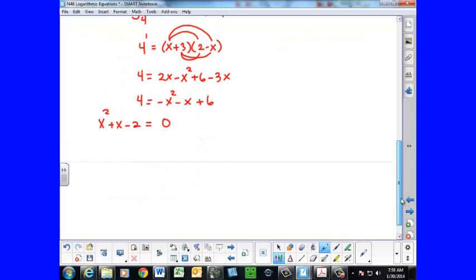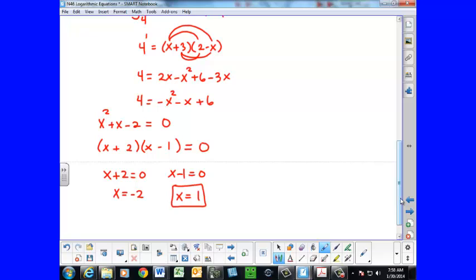And of course, the last step here would be to factor. So we're going to get x, well, 2 times 1 is 2. Okay, so the 2 needs to be positive. x plus 2 times x minus 1 is equal to 0. x plus 2 equals 0, so x equals negative 2. x minus 1 equals 0, so x equals 1. And x equals 1 is the answer, no negatives.